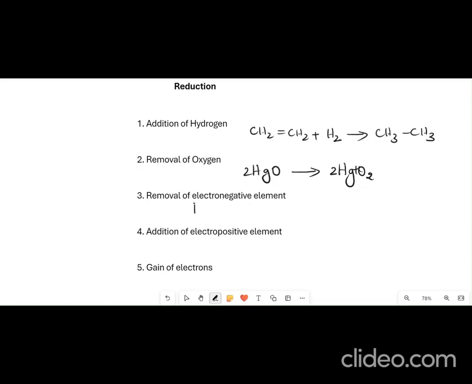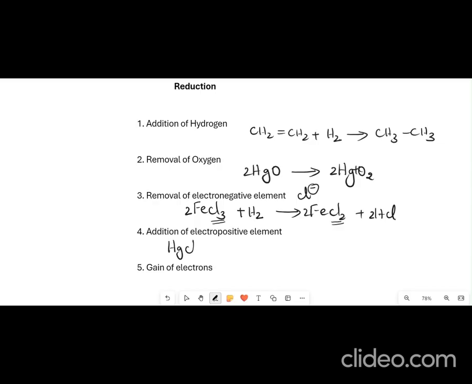Let me take one more example. FeCl3 reacts with hydrogen to form FeCl2 plus HCl. In this case, an electronegative element is being removed. FeCl3 is converted to FeCl2, so the Cl- removal has occurred here. So this is also a type of reduction reaction.